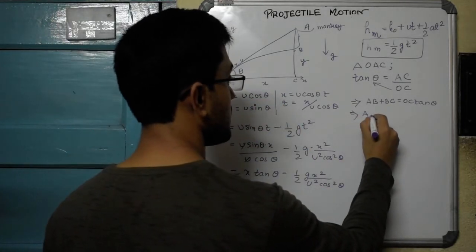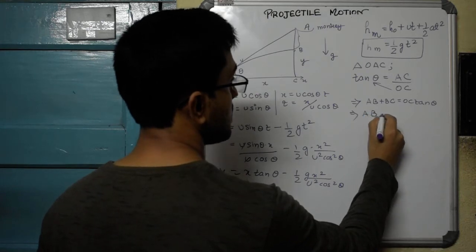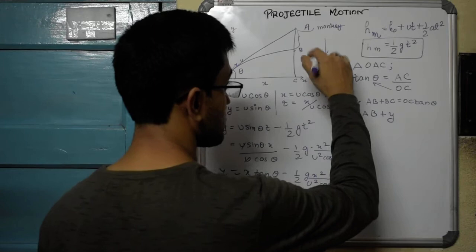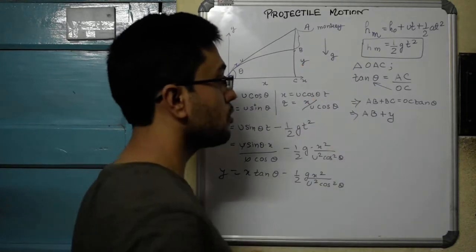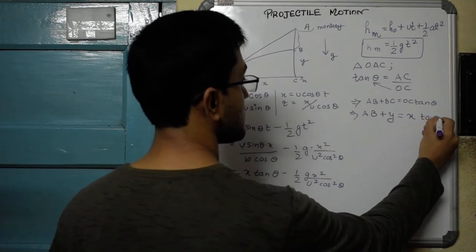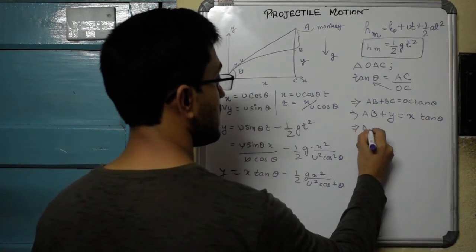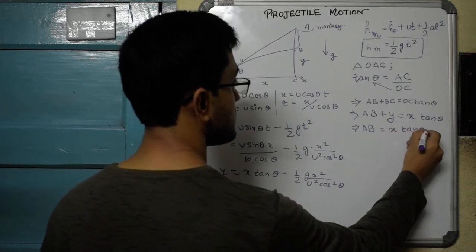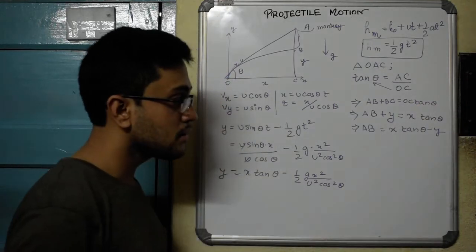Okay, let us keep it AB like this. And what is BC? BC is the Y, the distance which we have considered to be Y in our diagram. And what is OC? OC is X tan theta. Therefore, what is AB? Again, AB is the distance the monkey has fallen. That is simply x tan theta minus y.